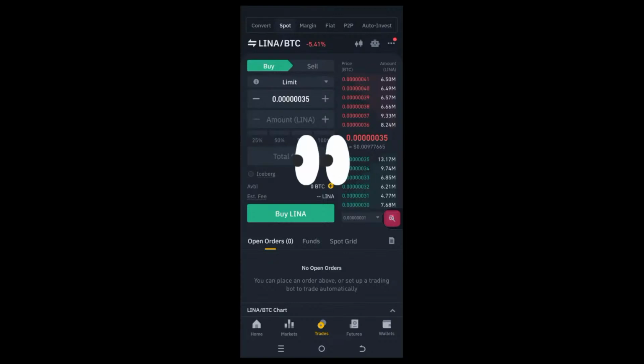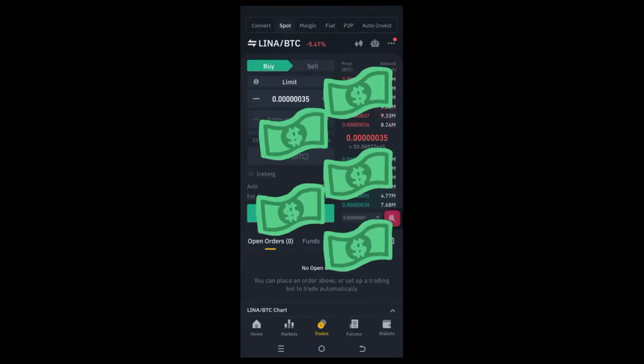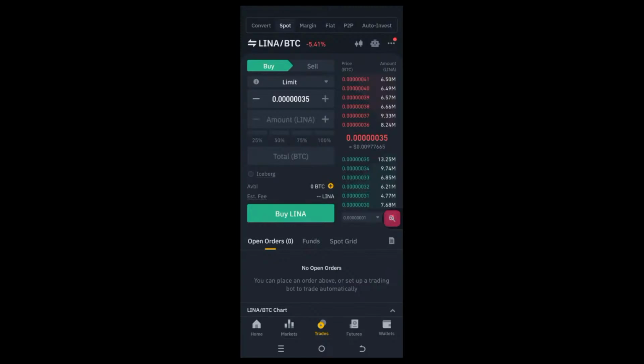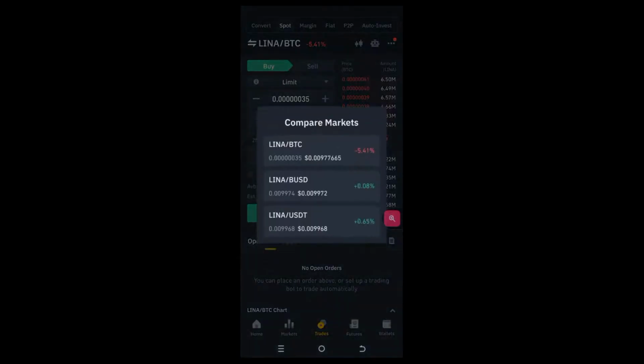Welcome to Income Strategies, the place where you learn the skills to make money, to multiply your money, and to manage your money. Today, what do we have for us? We've got Lena BTC, or could it be Lena USDT? Let's find out. Let's quickly go to the compare markets to see what we have right now. You can see that we've got Lena BTC at 0.009777, and we have Lena USDT at 0.0099. So obviously we got to start with BTC.